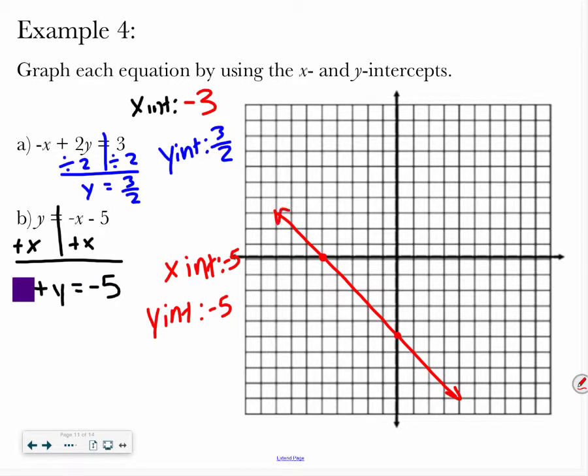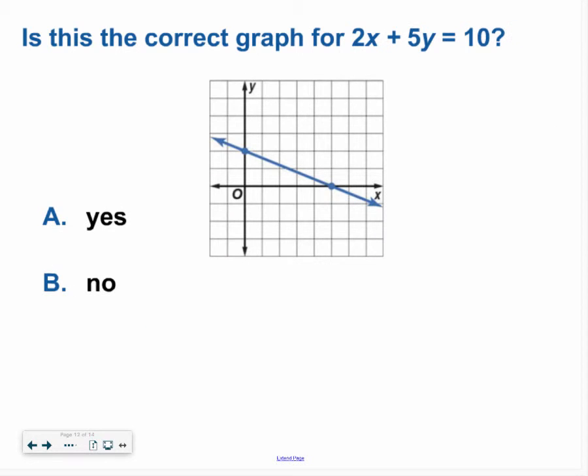And again, I want you guys to use a straight edge. You can also find the straight edges over by the window with the graph paper. And hopefully graphing won't be so bad. But just remember, in order to find your x-intercept, you have to plug 0 in for y. And in order to find your y-intercept, you need to plug 0 in for x. Go ahead and see if this is the correct graph for 2x plus 5y equals 10.